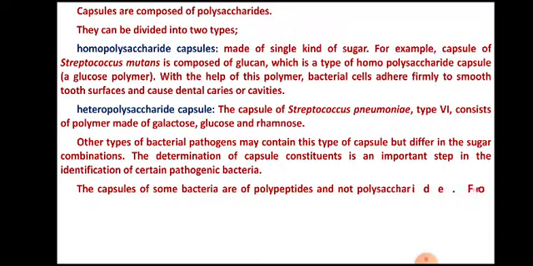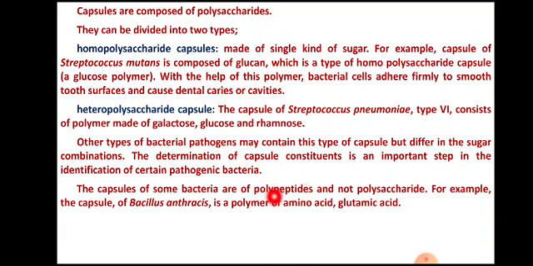So the capsule of some bacteria may be made up of proteins or polypeptides and not polysaccharide. This type of capsule is seen in the case of Bacillus anthracis, which is the causative agent of anthrax disease of animals, and it is a polymer of an amino acid called glutamic acid.